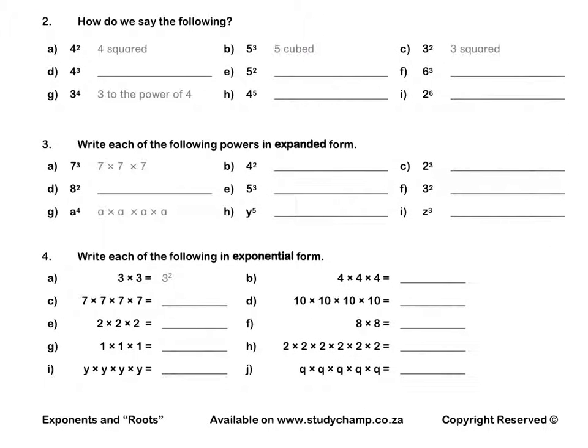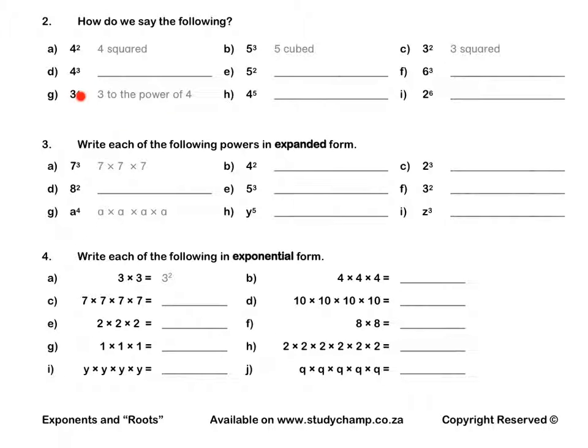Question 2. How do we say the following? 4 to the power of 2 we commonly say as 4 squared. If the exponent is a 2, the number has been squared. 5 to the power of 3 is 5 cubed. If the exponent is a 3, we say the number cubed.